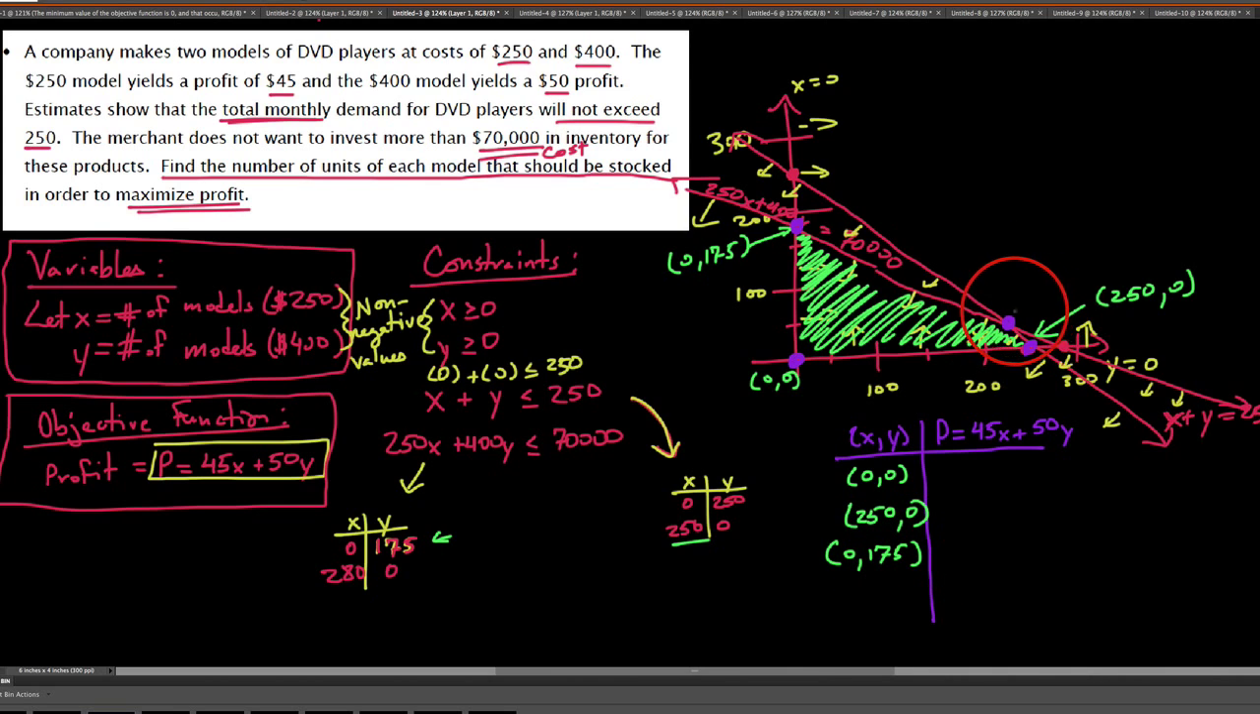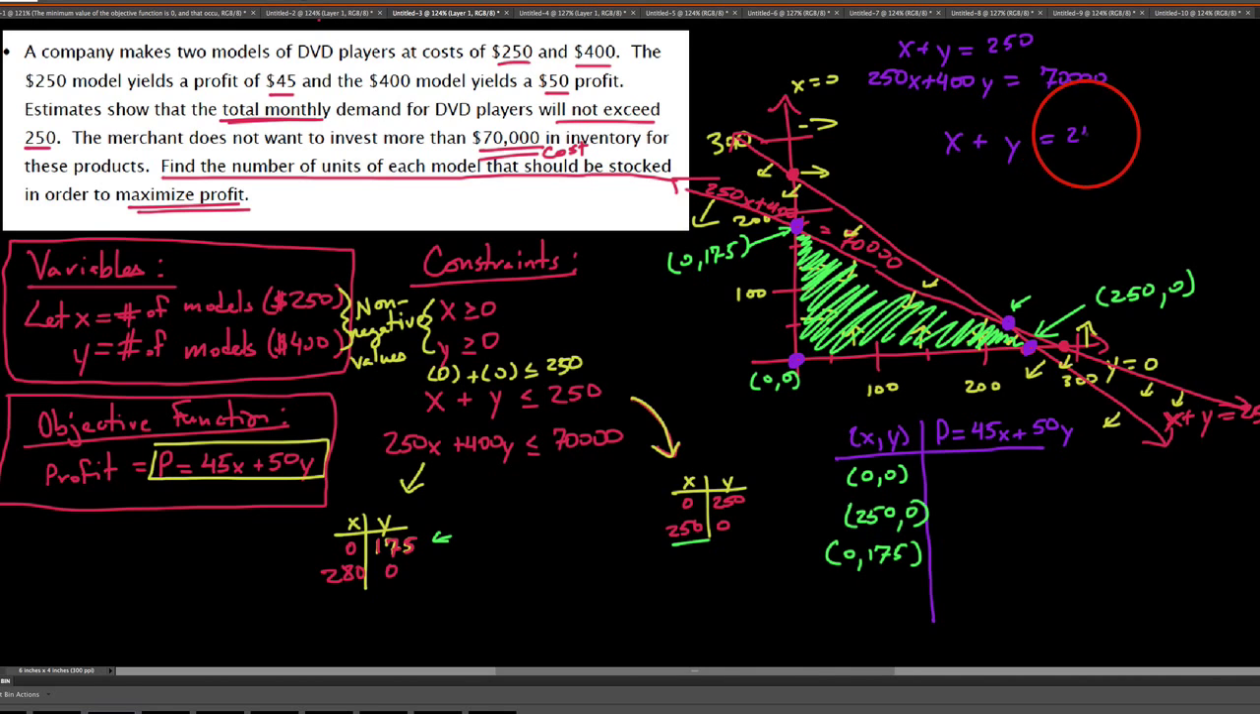So now this last one right here, what we're going to have to do is solve a system between the 2 equations here. So we know the 2 equations that intersect there. We have x plus y is 250, and we certainly have 250 of these x's plus 400 of these y's, equaling 7 with 4 zeros after it. So now, let's take the top equation times negative 250 and add it to our second equation.